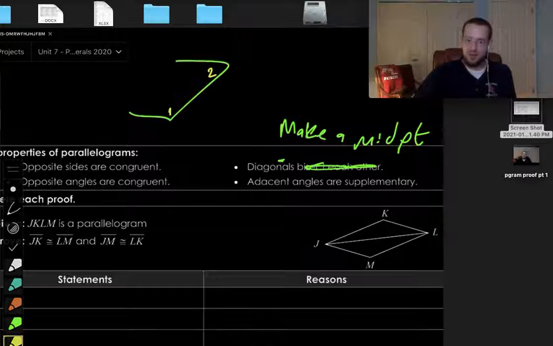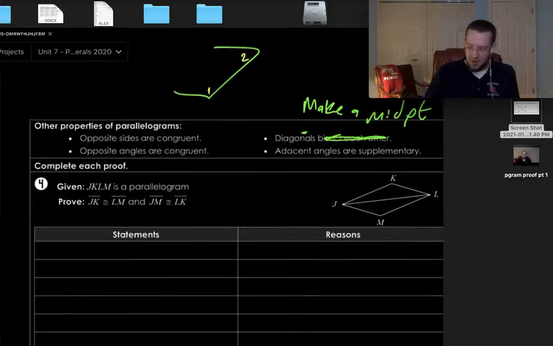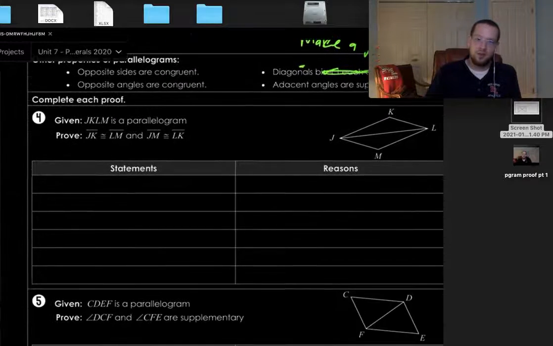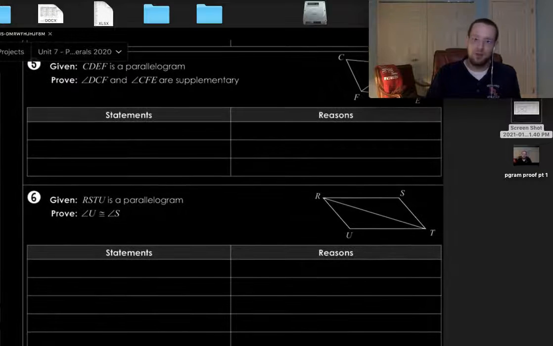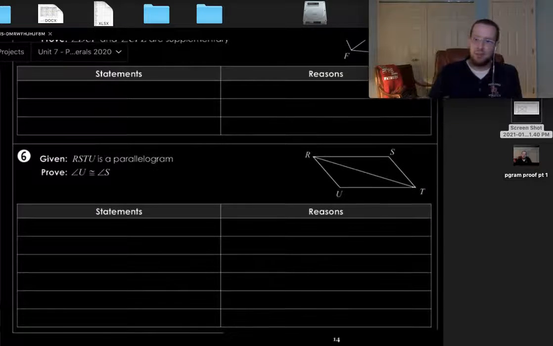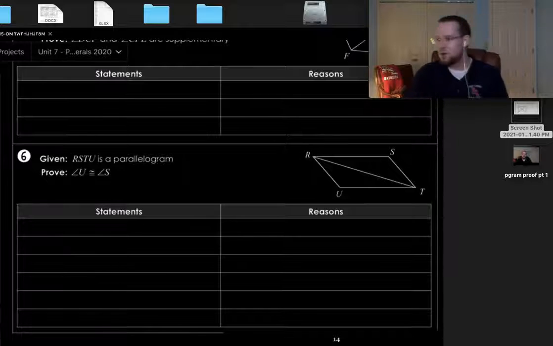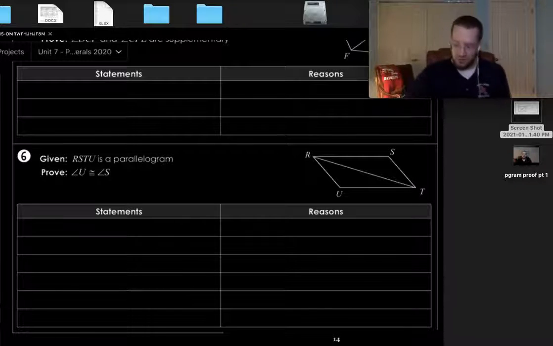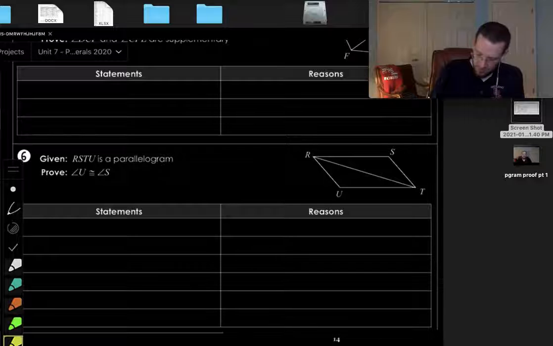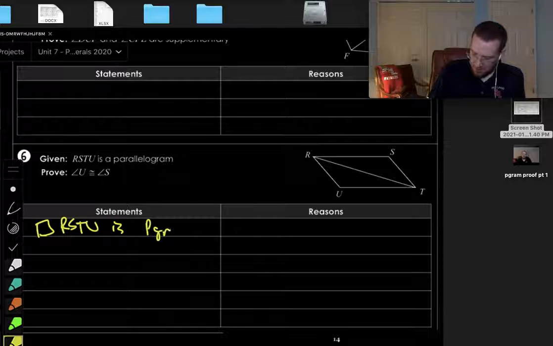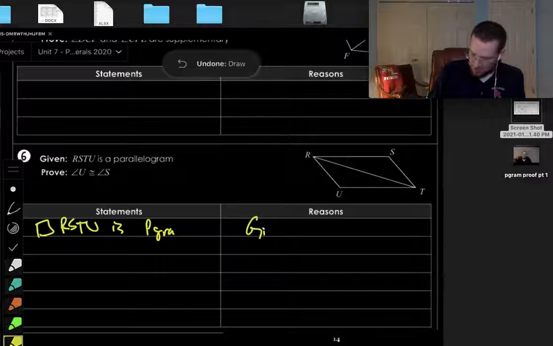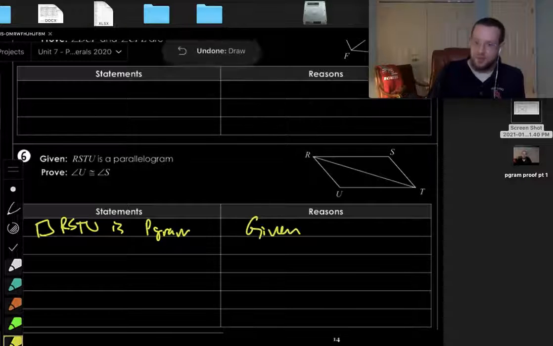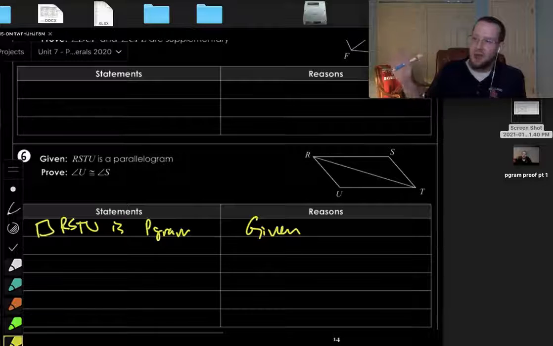And let's hop into some of these proofs and just see how they're different. Notice the 3 that we have today, we're given a parallelogram, and then we are going to look at this one here, number 6. We are told that this thing, RSTU, is a parallelogram. And this is not the definition, this is just given. So wide open here.